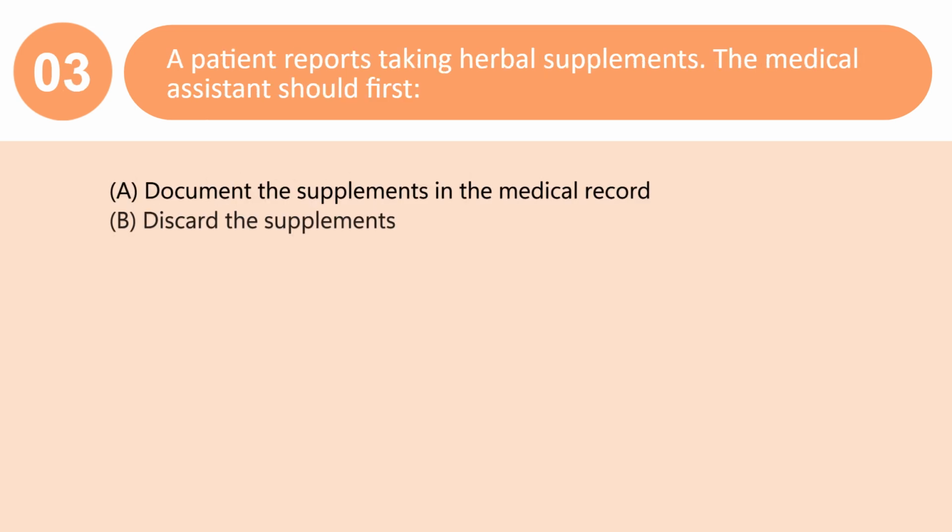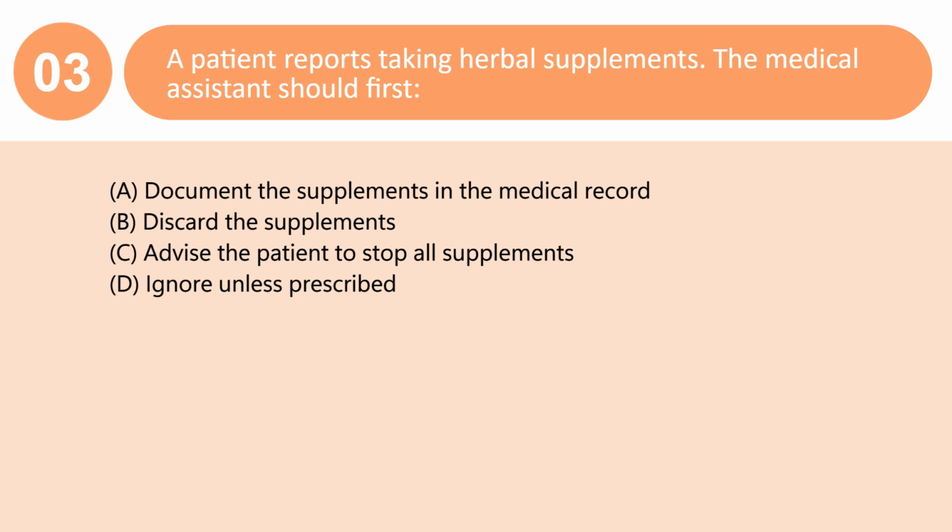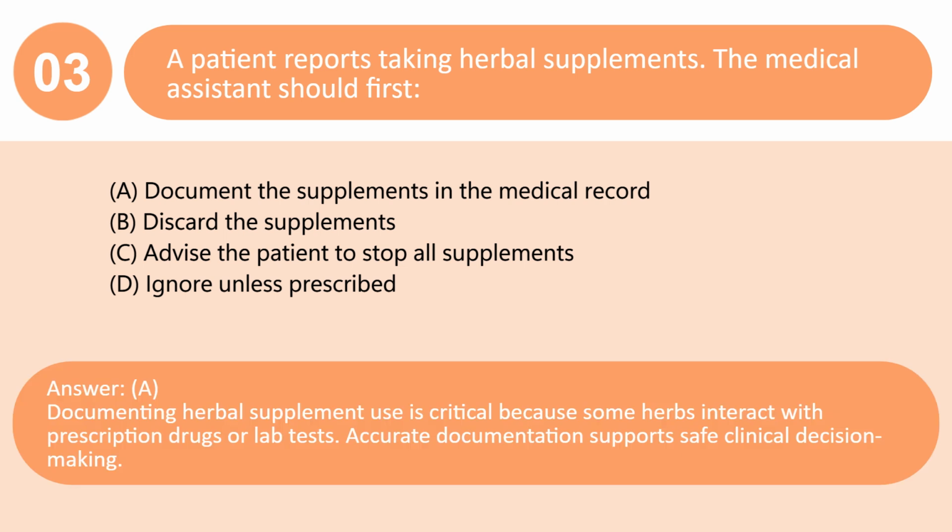A patient reports taking herbal supplements. The medical assistant should first: A. Document the supplements in the medical record. B. Discard the supplements. C. Advise the patient to stop all supplements. D. Ignore unless prescribed. Answer: A. Documenting herbal supplement use is critical because some herbs interact with prescription drugs or lab tests. Accurate documentation supports safe clinical decision-making.